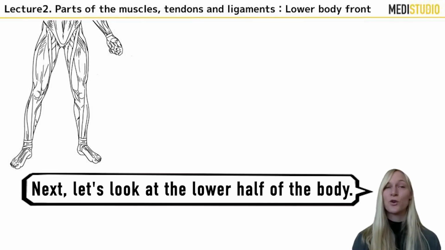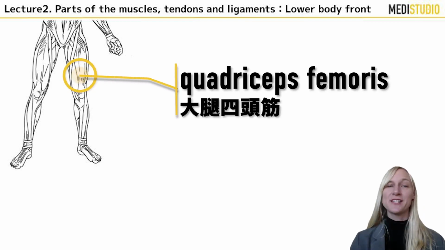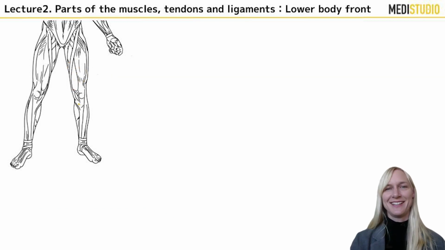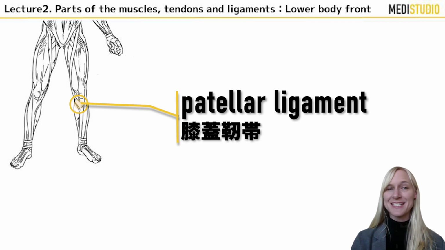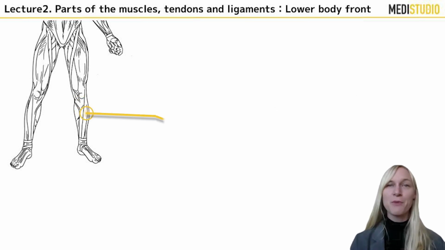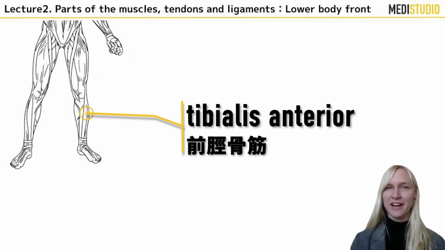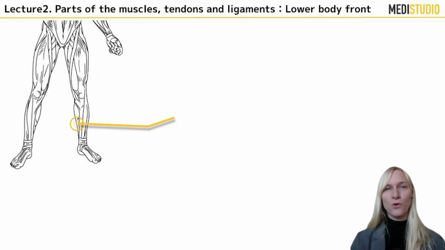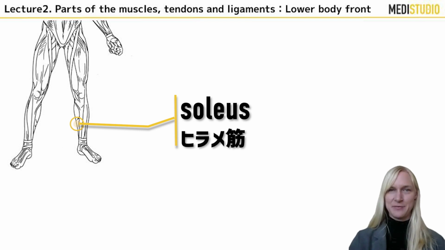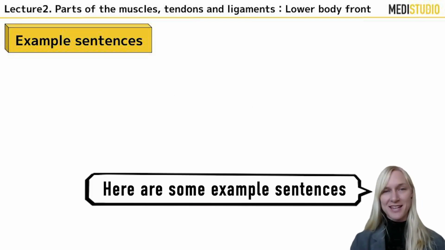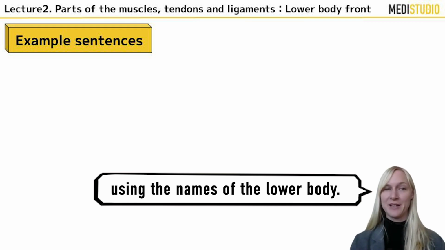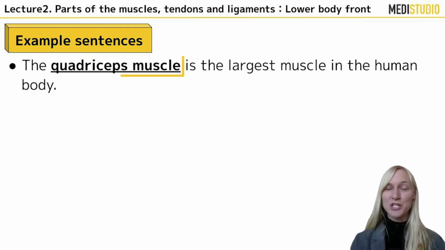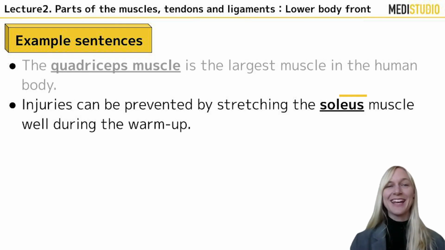Next, let's look at the lower half of the body. Number 1, quadriceps femoris. Number 2, patella ligament. Number 3, tibialis anterior. And number 4, soleus. Here are some example sentences using the names of the lower body. The quadriceps muscle is the largest muscle in the human body. Injuries can be prevented by stretching the soleus muscle well during the warm-up.